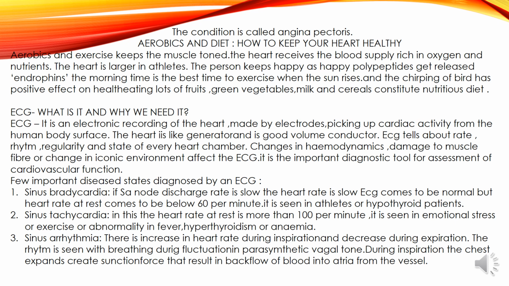Aerobics and diet, how to keep your heart healthy. Aerobics and exercises keep the muscle toned. The heart receives the blood supply rich in oxygen and nutrients. The heart is larger in athletes, and the person keeps happy as happy polypeptides, endorphins, get released. The morning time is the best time to exercise, when the sun rises, and the chirping of the birds has a positive effect on the health. Eating lots of fruits, vegetables, milk, cereals constitutes nutrition and diet.